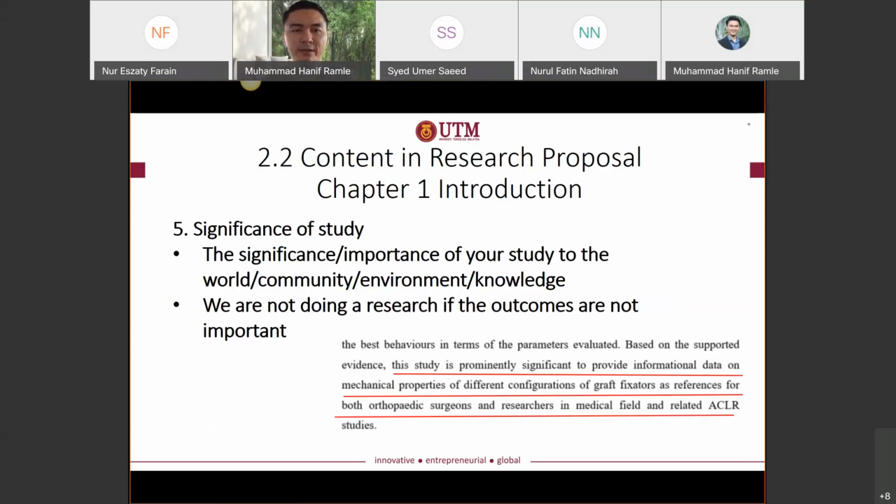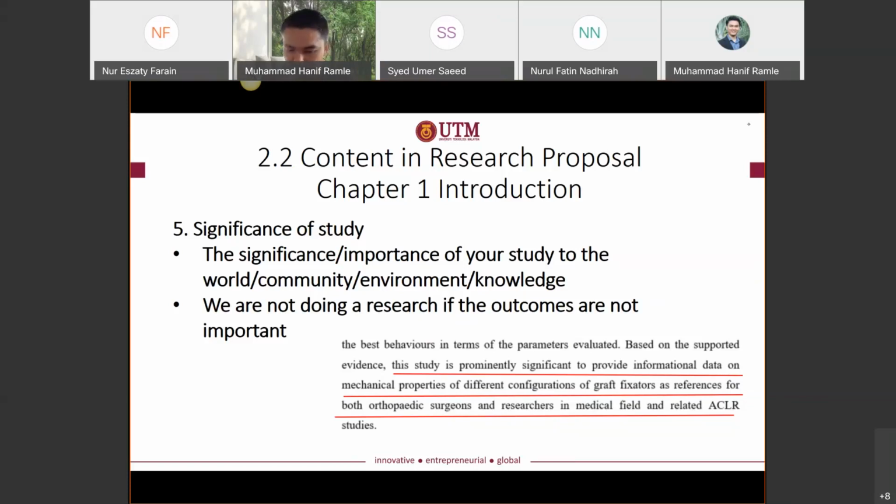The last one for chapter 1 is the significance of study. The significant or important thing from your study, to the world, to the community, to the environment, to new knowledge. You have to put the benefit of your study. Why your study is very crucial, what kind of benefit it can give to everyone. We are not doing research if the outcome is not important, because of course we would be wasting time. We are doing research to give benefit to others.